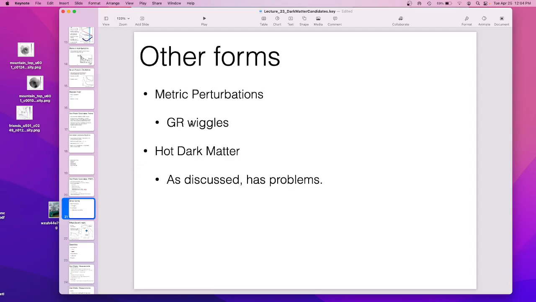Metric perturbations is something that other books go through, but I'm not going to get into. This is basically curvature. So curvature has energy. So maybe there's wiggles in the curvature in space, and that gives us dark matter. Math says yes, but GR doesn't say yes.